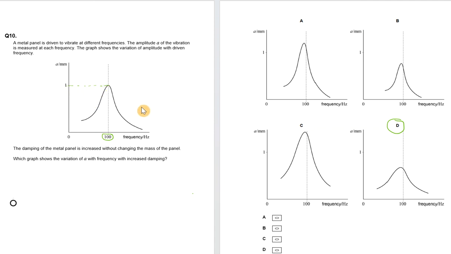So damping takes energy out of the system, and it has the biggest effect on the amplitude at the resonant frequency. That's normally significantly reduced. It has very little effect on the amplitude at the very low frequencies and at the very high frequencies. So we tend to get a flattening of the amplitude frequency curve. Looks something like that, which looks very much like answer D.